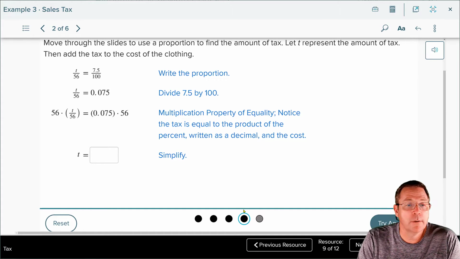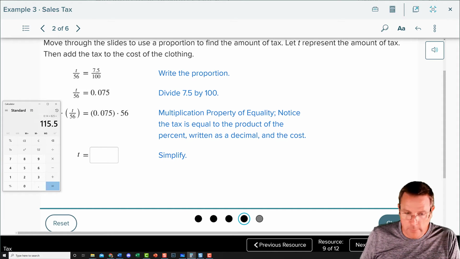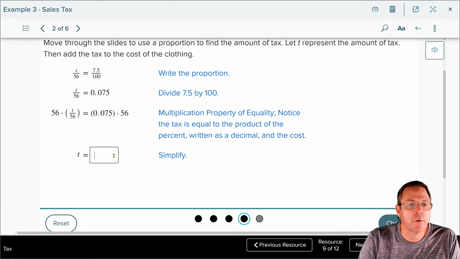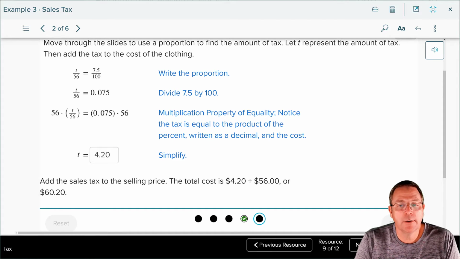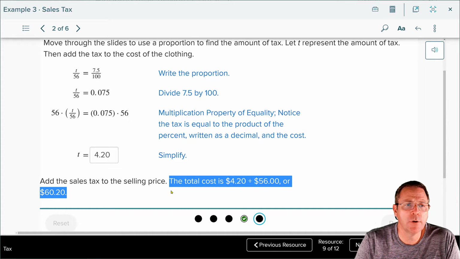When you do that, whoops, guess they want us to actually do that math. Let's try it again. As long as this lesson has been running, we're just going to knock the rest of it out with a calculator. 0.075 times 56 equals, so our tax is going to be $4.20. That checks. Now the last thing you have to do is add that $4.20 to the $56, and that gives the total cost of $60.20. Easy math, anybody can do it at this point.